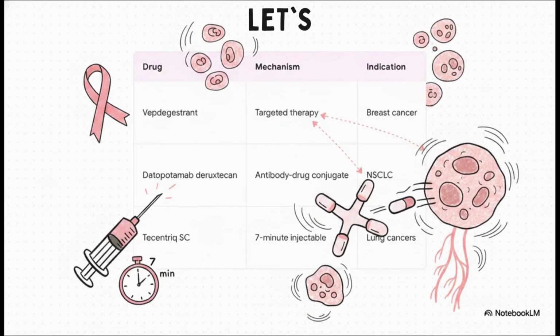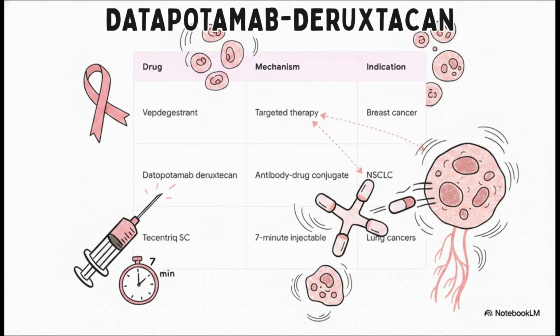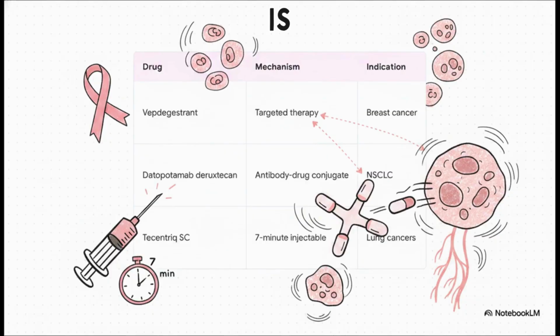Finally, let's take a super quick look at some 2026 oncology approvals because they are leveraging entirely new clearance and distribution mechanisms. For instance, datopotamab deruxtecan is a precision antibody drug conjugate. It completely bypasses traditional systemic clearance to deliver highly targeted toxicity right to the tumor. Then you have therapies like Tecentriq SC, which alters absorption and distribution kinetics entirely by being a rapid, 7-minute injectable. It's wild how fast this field is moving.